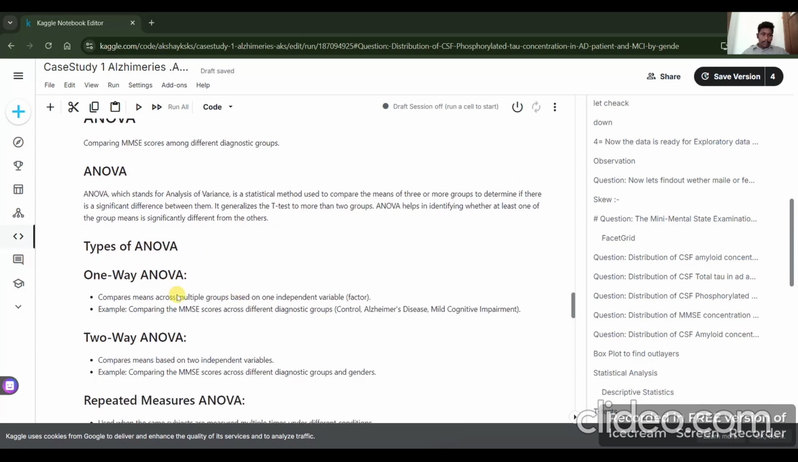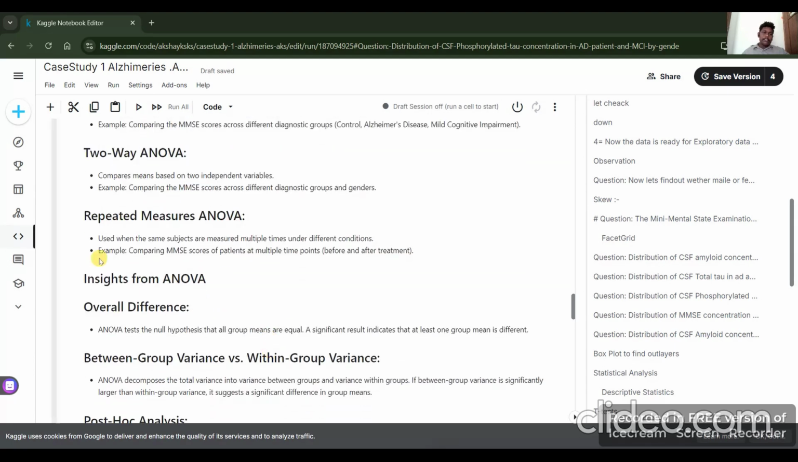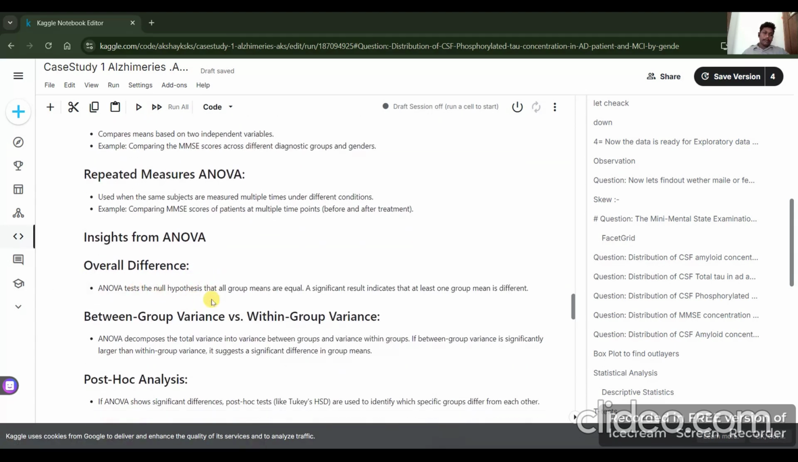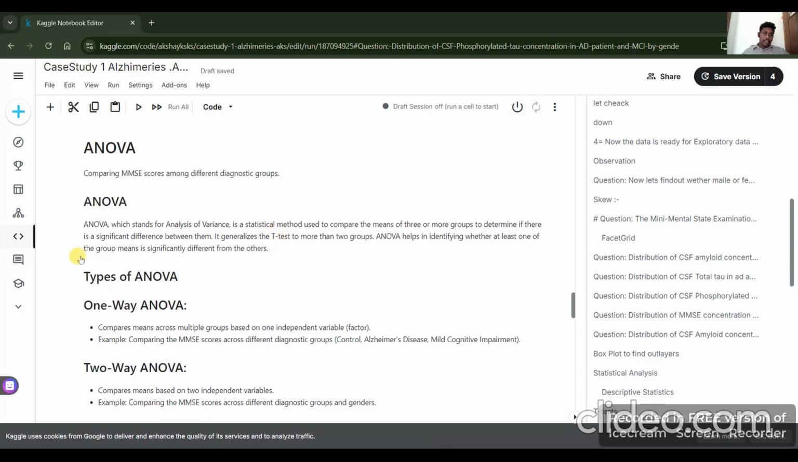Types of ANOVA: one-way ANOVA, two-way ANOVA, repeated measures ANOVA. Insight: overall difference between a group of variables. What is ANOVA? ANOVA, which stands for Analysis of Variance, is a statistical method used to compare the means of three or more groups, to determine if there is a significant difference between them, unlike the t-test, which handles two groups.